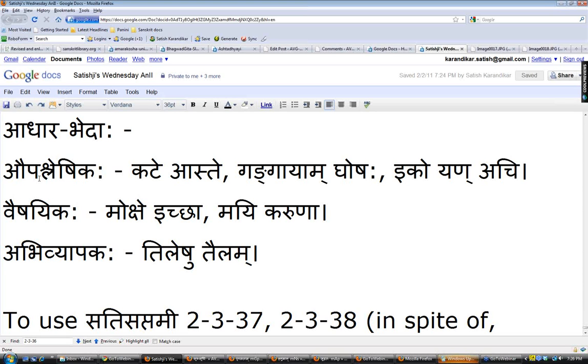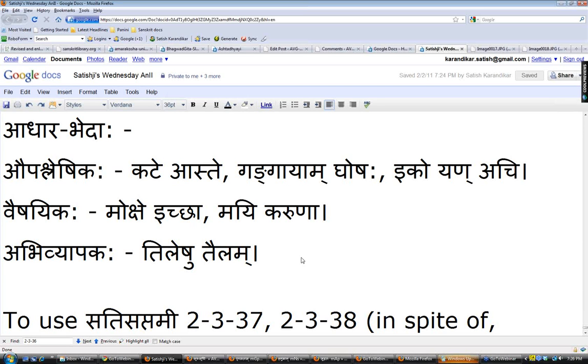So we have to follow that. These are the examples given by the Supreme Court, which are Kate Aste, Rangayam Ghosha Yakurnachi, and the other one is Tileshu Tailam. If you say Ratrau Svapiti, he sleeps at night. Now, which one do you think, Vasu, you would like to use? You're a lawyer now. Which one do you want to go with? I would say Abhivyapaka sounds pretty good to me. That the action of sleeping pervades that time. It's not sitting on top of it. It's not sitting close to it.